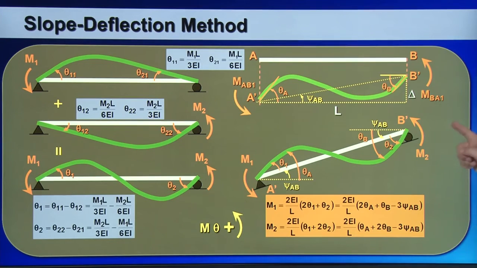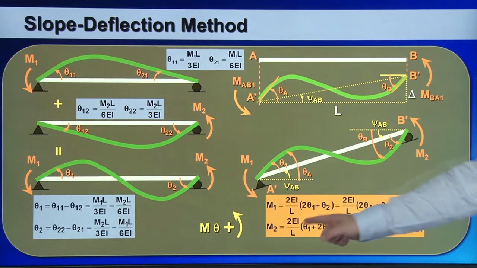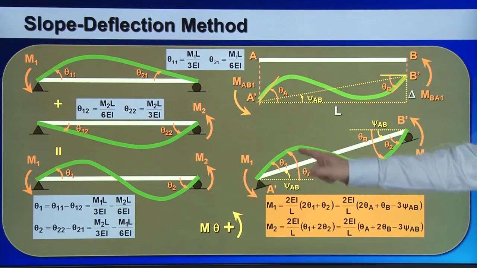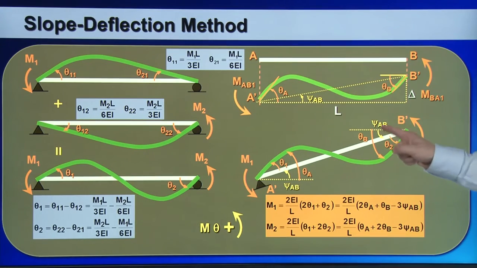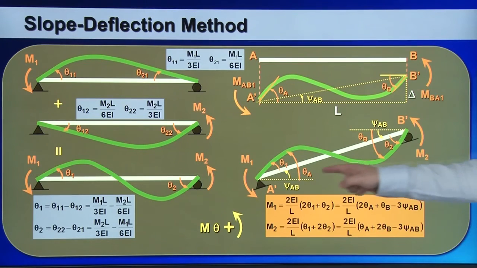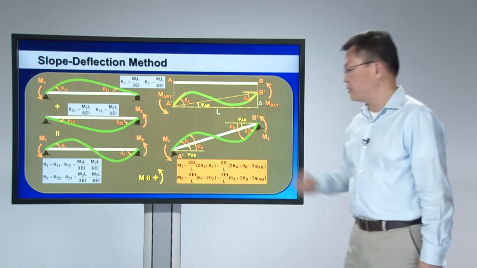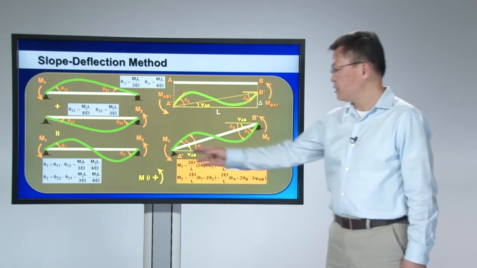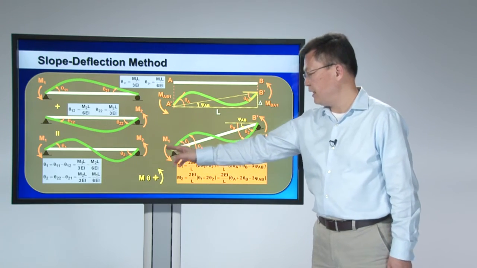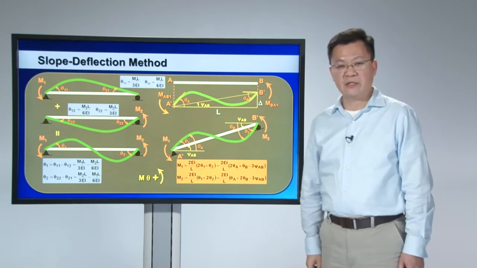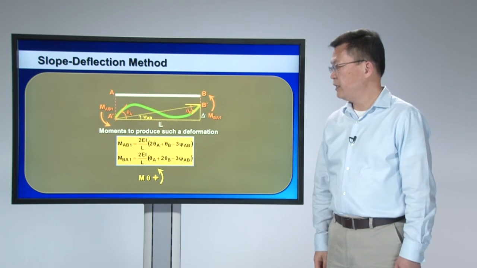On the other side, M2 is equal to 2EI over L, 1 times theta A plus 2 times theta B minus 3 times rigid body rotation angle. So with this very straightforward derivation, I can establish the relationship between the end moments and the deformed configurations of your segments. So here is a summary.